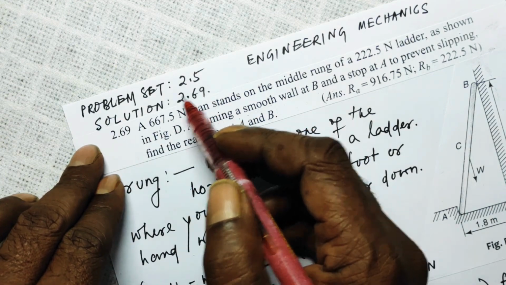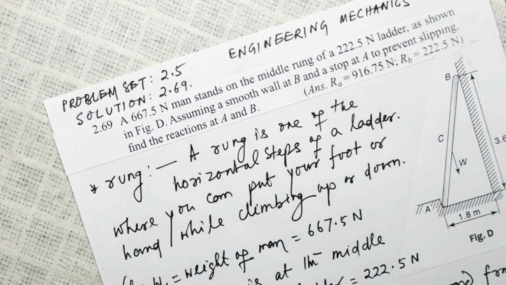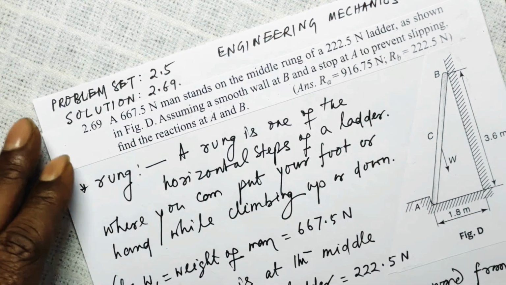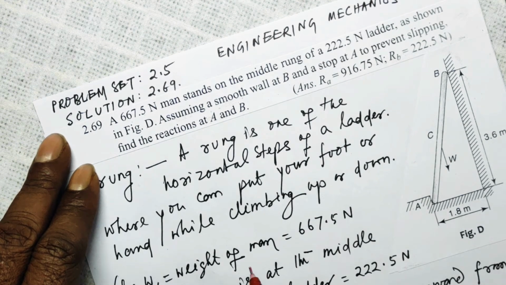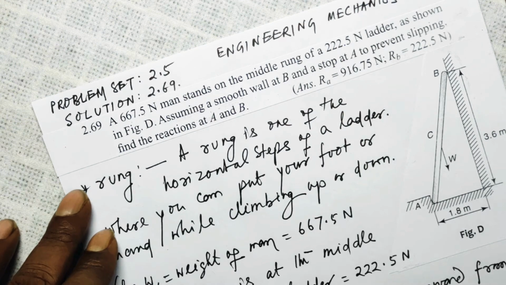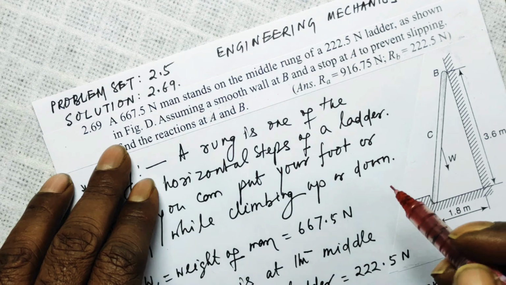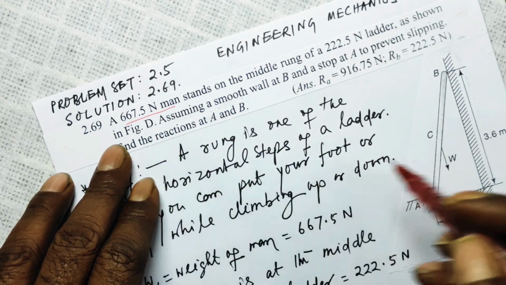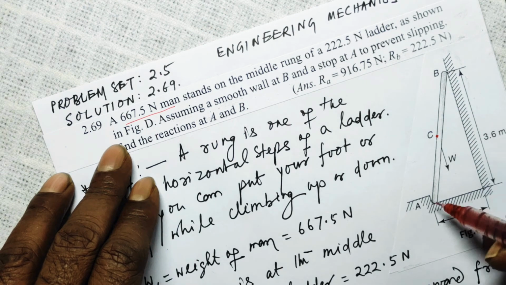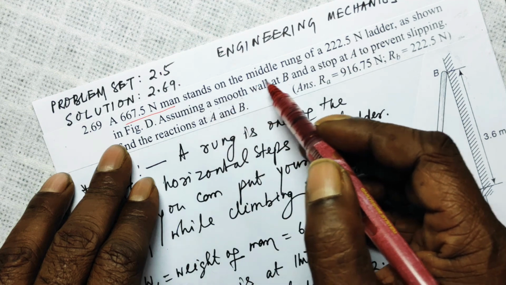Now problem set 2.5, solution to 2.69. Here we have a ladder resting against a wall, and a person is climbing the ladder and is at the middle of the ladder. Now let us see the conditions of equilibrium and the reaction forces. A 7.5 Newton man. This is the weight of a man. The man is standing exactly at the middle of the ladder, on the middle of the rung.